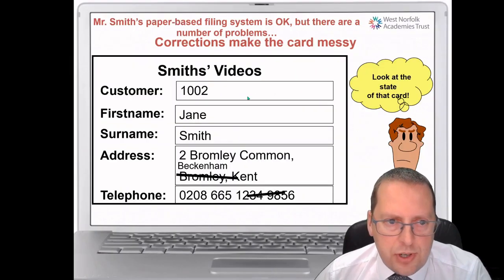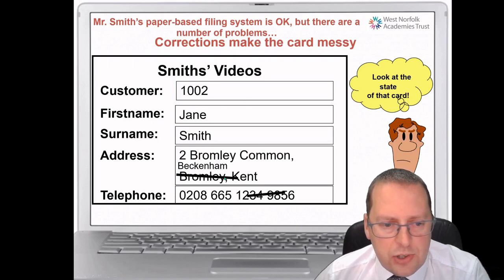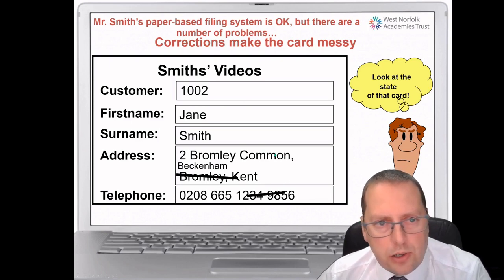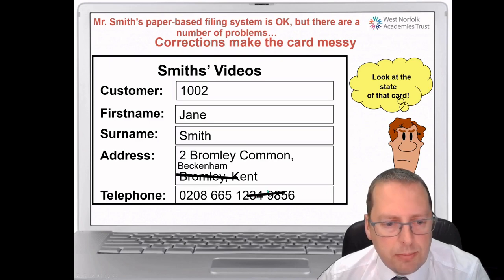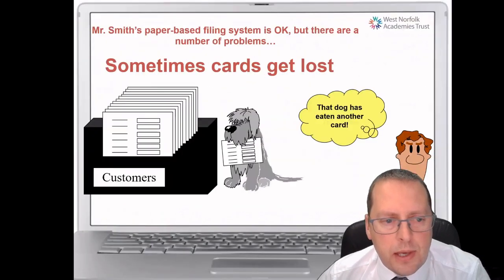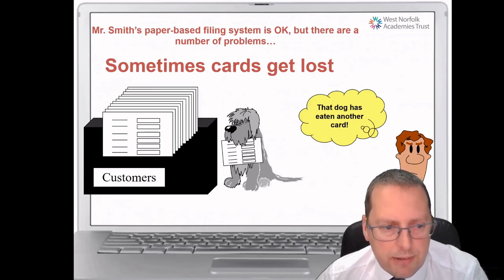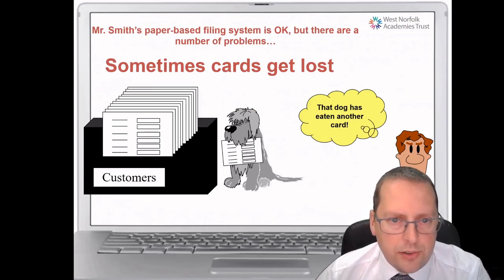If a customer changes their address or any information, then the cards very quickly can look a mess and be hard to read. It might be hard to read his writing, what he's written over it with, and the information can become difficult to see and use. And sometimes he might just lose a card. He might take a card out to update it and then forget to put it back in, and cards can get lost.